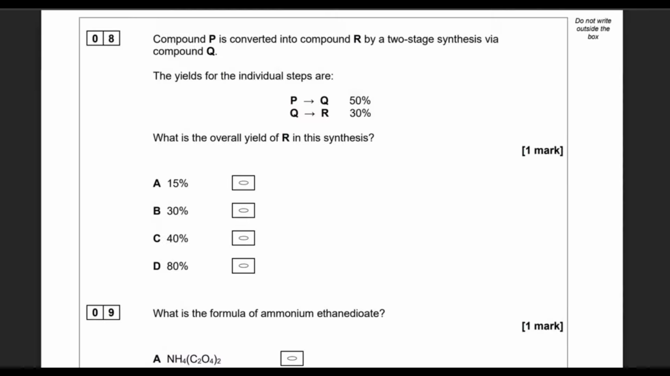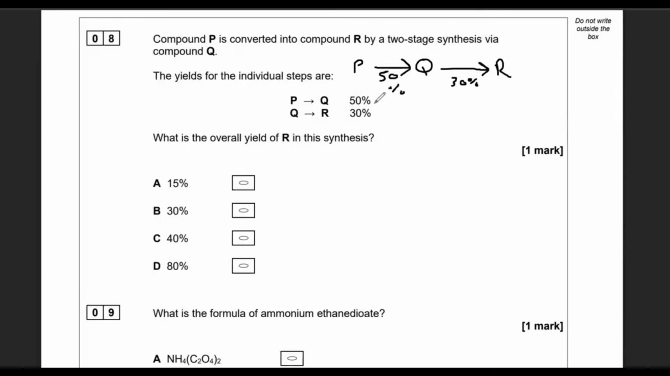Okay, this MCQ question is on yield. Compound P is converted into compound R by a 2-stage synthesis via compound Q. The yields for the individual steps are P to Q, and that is a 50% yield. And Q to R is only a 30% yield. What is the overall yield of R in this synthesis?